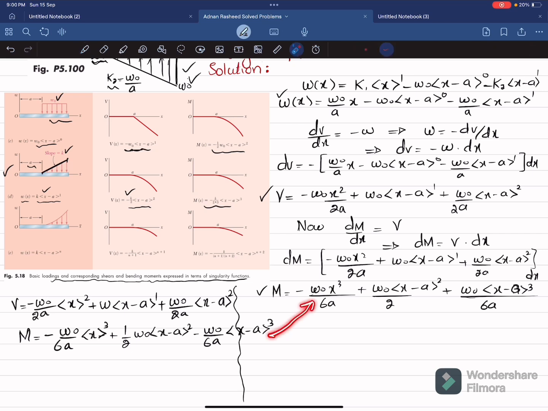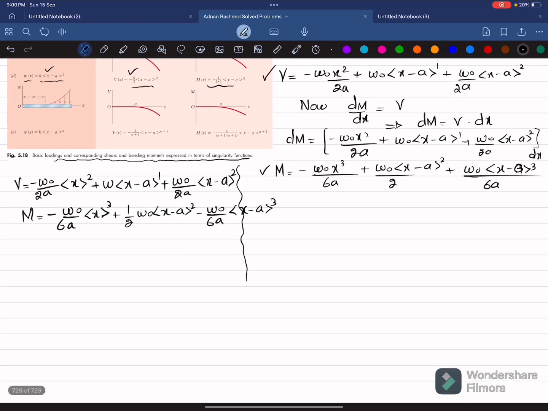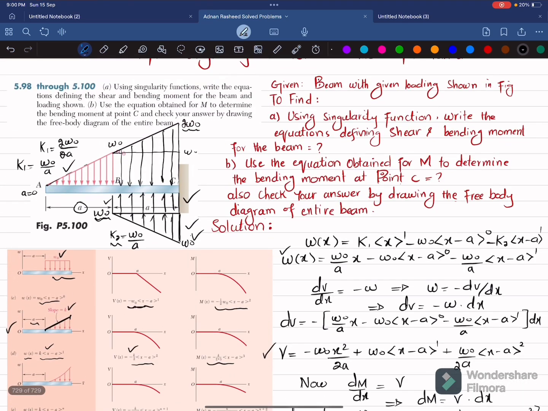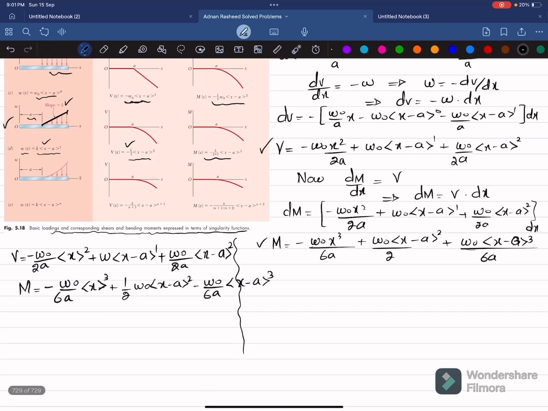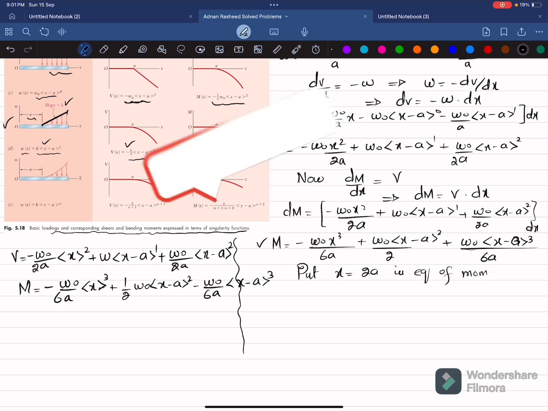You can compare these two equations. Both are same. So whatever method you use, you will get the same shear force and bending moment equation. Now in second part, it is given to find the moment at point C. So at C, x is equal to 2a.